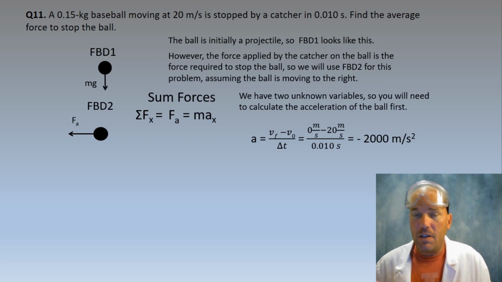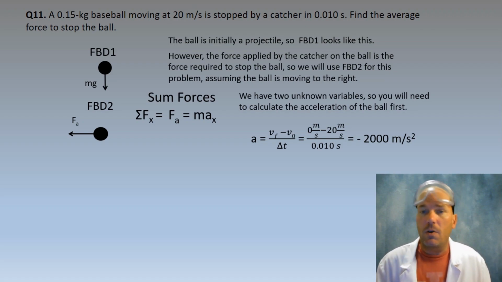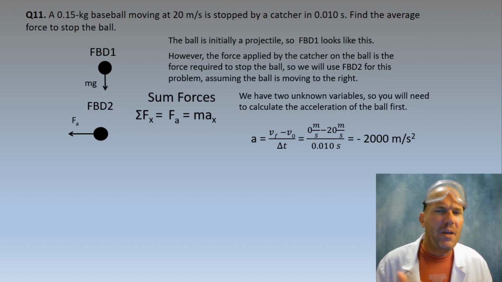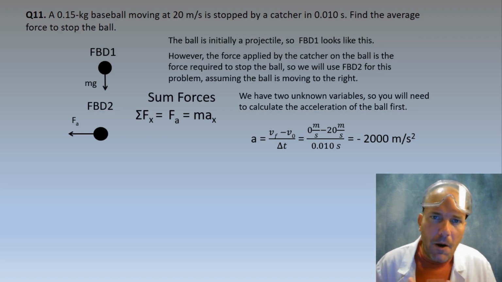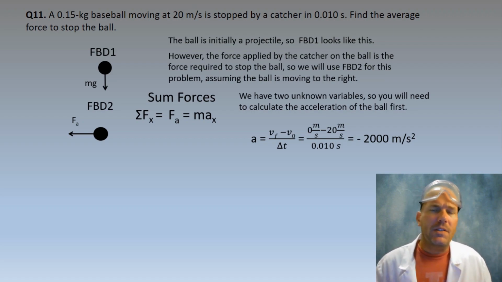Now we don't know the force applied, and we don't know the acceleration, so we have to have another equation. We have one equation, two unknowns, or we have two equations. We can solve for one and plug it into the other, and we have enough information. We're going to use UAM and kinematics to find the acceleration of the ball. In its simplest form, acceleration is change in velocity over change in time. The final velocity is 0 meters per second. The ball is initially moving to the right at 20 meters per second.